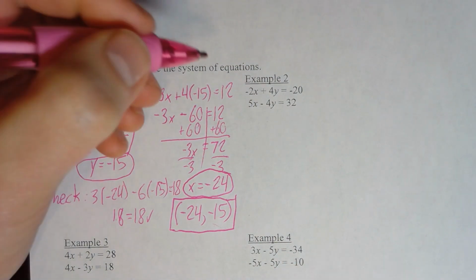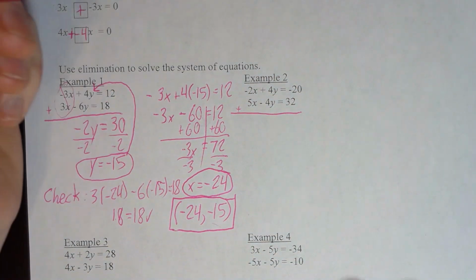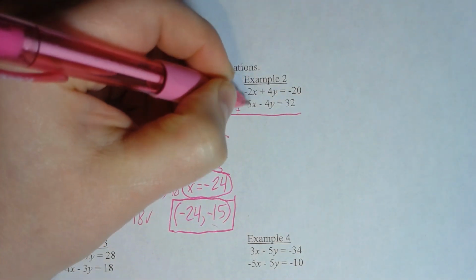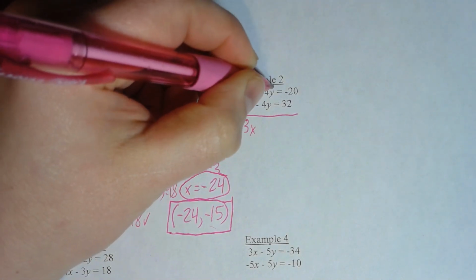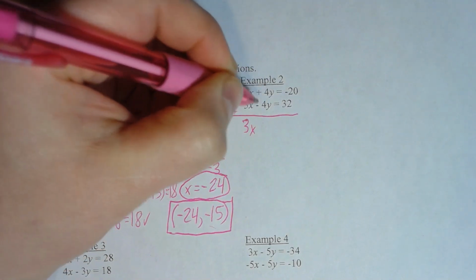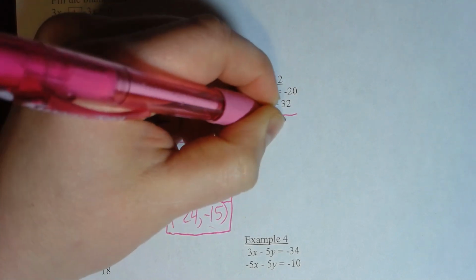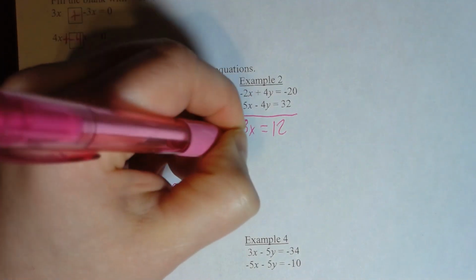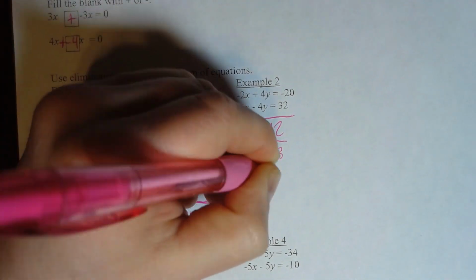Feel free to try this on your own now if you're feeling confident. I'm just going to add these two things together. So negative 2 plus 5 gives me 3x's. This goes away because this is 4y minus 4y. And then I have a 12 over here. I'm dividing by 3. X equals 4.